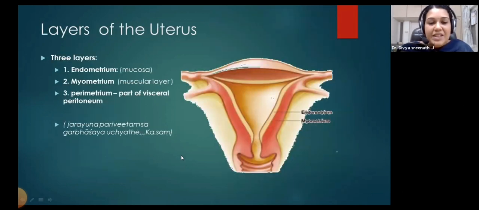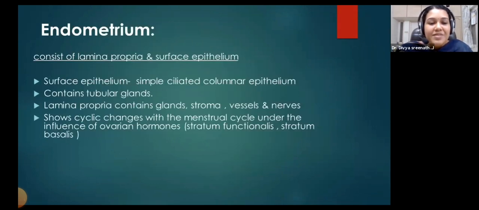Now we'll see the layers of the uterus. The uterus mainly has three layers: the endometrium, the myometrium, and the outermost layer, the perimetrium. The perimetrial layer is contributed by the peritoneum around the uterus. There is also a classification related to the Jarayu, the membrane-like peritoneum covering. We will see each layer in turn.